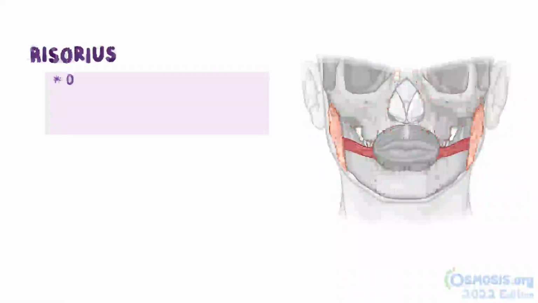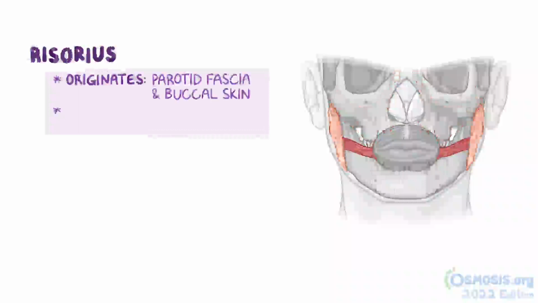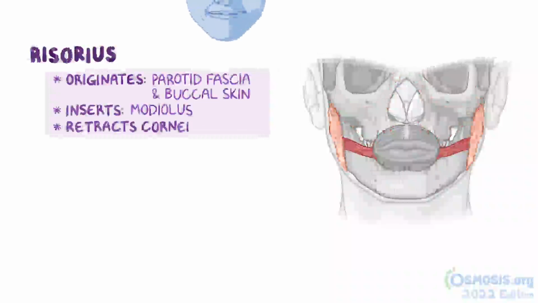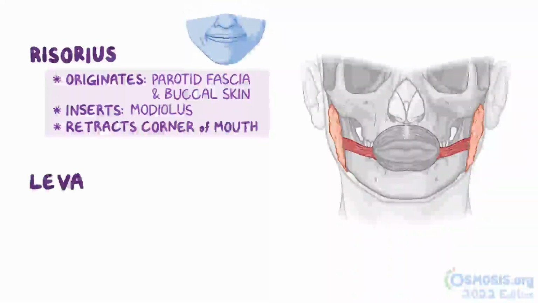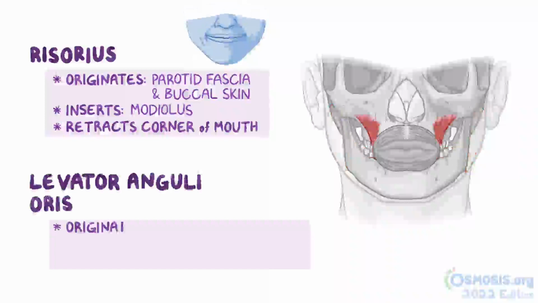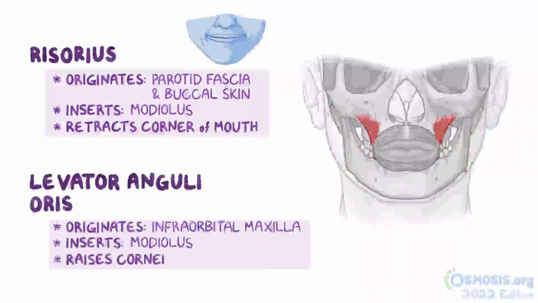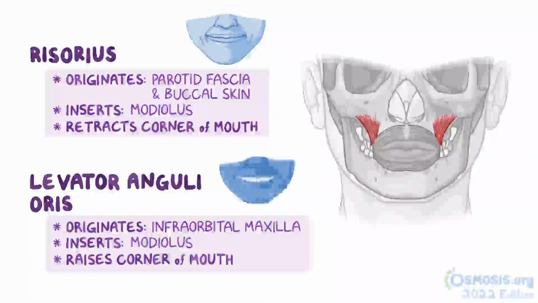The risorius originates on the parotid fascia and the buccal skin, and it inserts on the medialis. The risorius retracts the corner of the mouth. The levator anguli oris originates on the infraorbital maxilla and also inserts on the medialis. It raises the corner of the mouth, like when grinning.